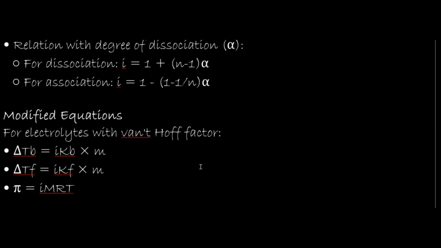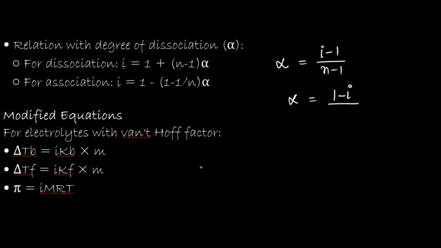Here I want to tell you one more thing. In case of the Van't Hoff factor and degree of dissociation, we know that dissociation, represented by alpha, is i minus 1 by n minus 1. Similarly, in case of association, using the same symbol alpha, it is equal to 1 minus i by 1 minus 1 by n. These two formulas are also important, so please note them down.